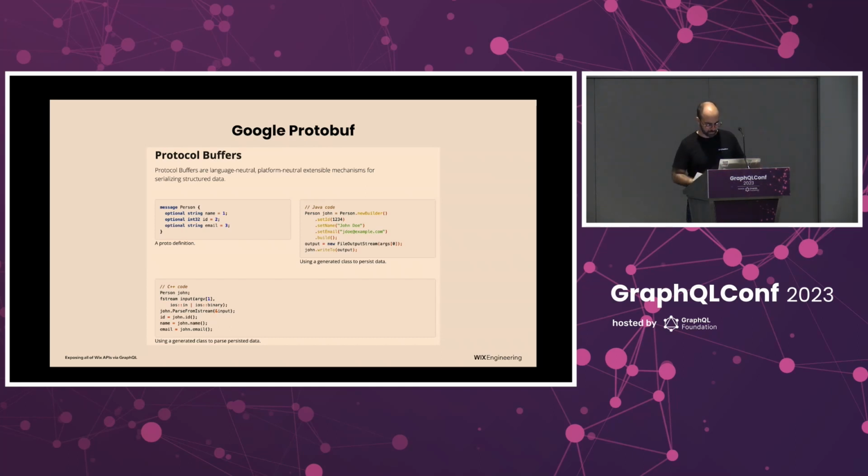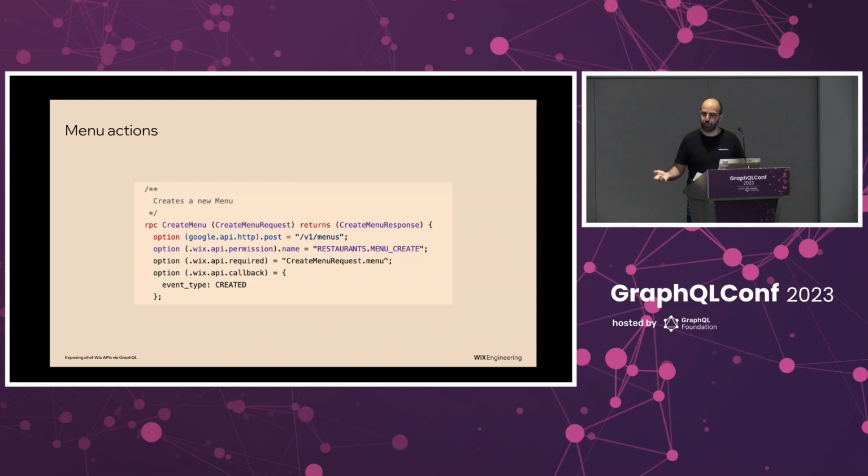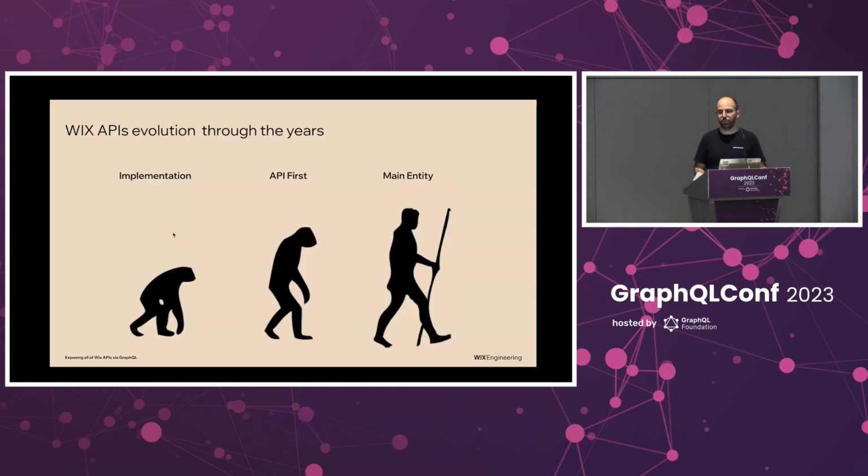And for instance, I just put an example of how describing a method in protobuf looks. So here you can see how we describe a method called create menu, which gets as an input the create menu request, which is another message that is referenced somewhere, and returns the create menu response. And we also added the HTTP path for this method, okay? Now, this was the second part.